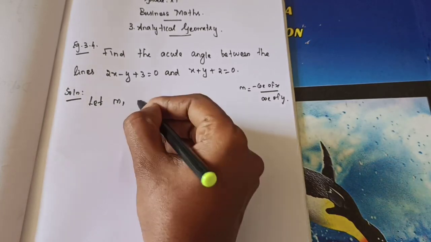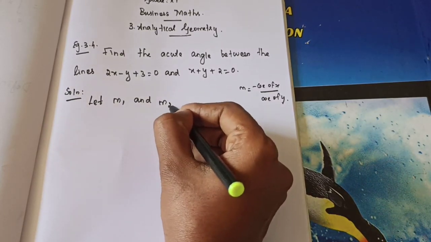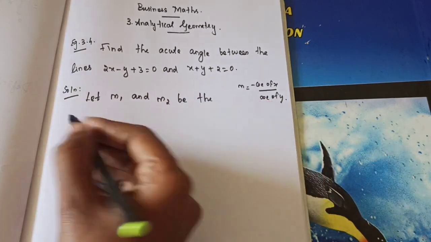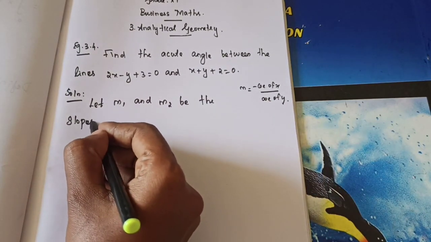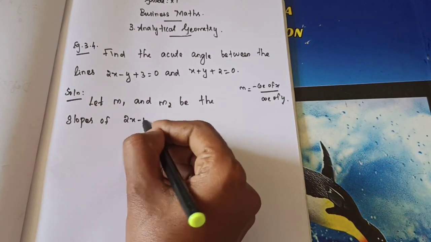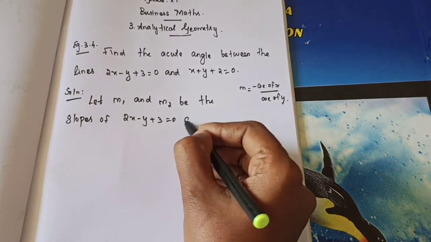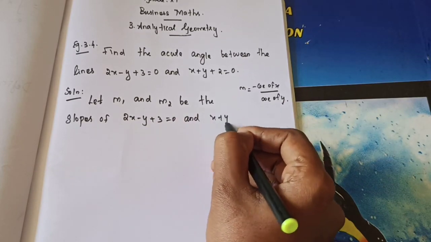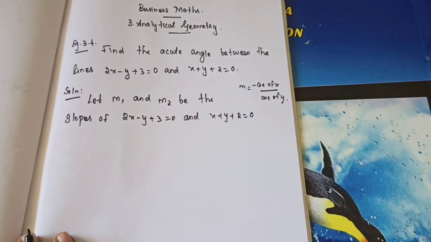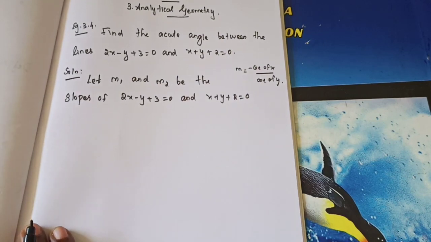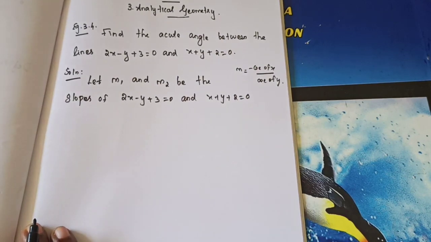Let m1 and m2 be the slopes of 2x minus y plus 3 is equal to 0 and x plus y plus 2 is equal to 0. So these two, m1 and m2, are the slopes. Okay, two slopes we have considered. Understand, students? Okay, then next what will you do?